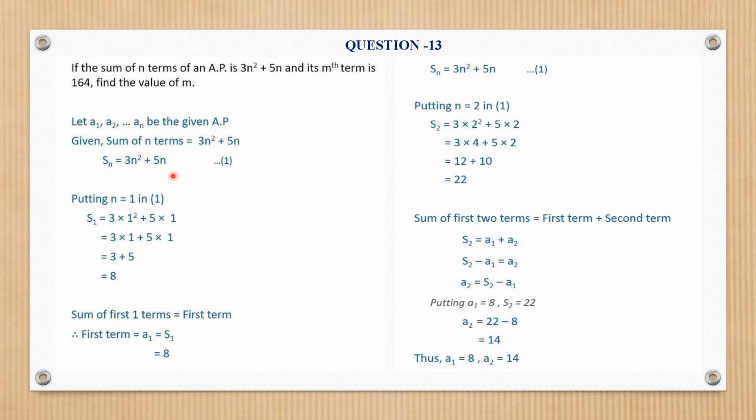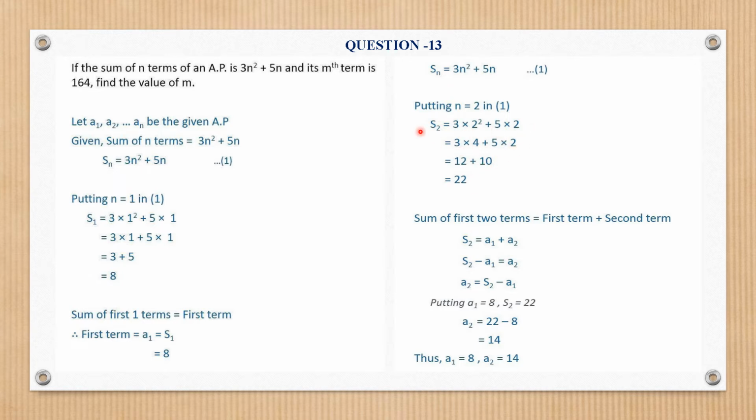And you are familiar with what we do. We put n as 1 and 2. So by putting n as 1, we will get S1. S1 is turning out to be 3 into 1 plus 5 into 1, that is 8. And this is the first term itself, as the first sum is the first term itself. And S2 we will get by putting n as 2, and it will come as 3 into 4 plus 5 into 2, that is 22.